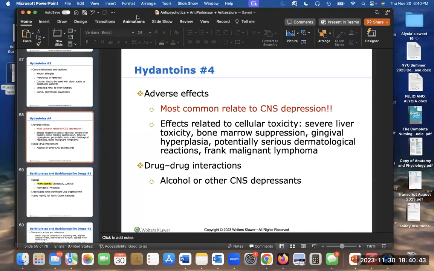Why? Because these also depress the CNS. So we don't want to give them anything that's going to further that. Like alcohol is a CNS depressant, narcotics like opioids, morphine, CNS depressants. Our friends like the benzos, you don't want to give them with these or barbiturates, things like that.